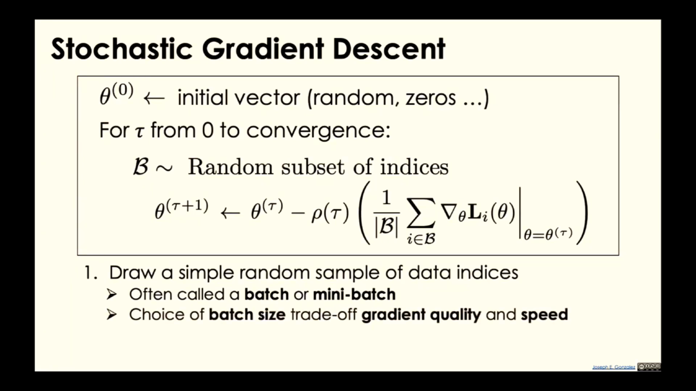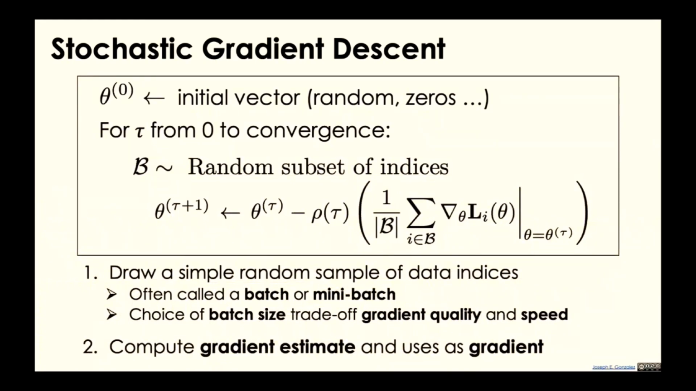I talked a little about this trade-off. As I make the batch size bigger, I get to use more parallel resources and I get a better gradient estimate, but at some point it's diminishing returns. And I use that sample to construct an estimate of my gradient, and I take a step in that direction.